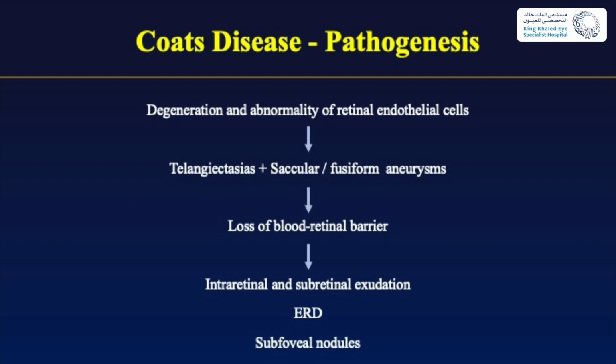So what happens in Coats disease is degeneration and abnormality of retinal endothelial cells that will result in formation of telangiectasia, saccular and fusiform aneurysms, loss of blood retinal barrier, and subsequently intraretinal and subretinal exudation, exudative retinal detachment, and sometimes subfoveal nodules.